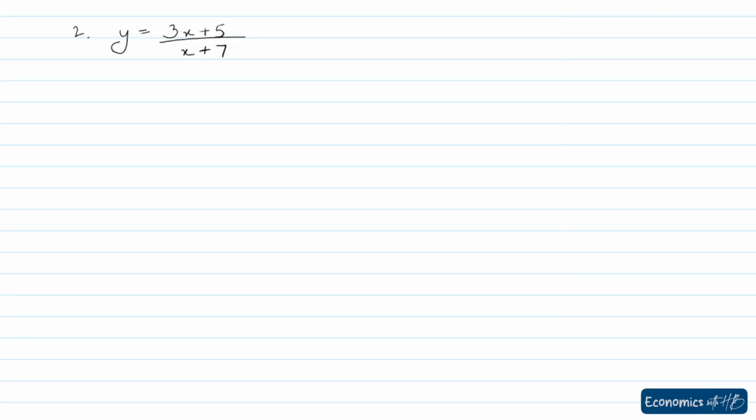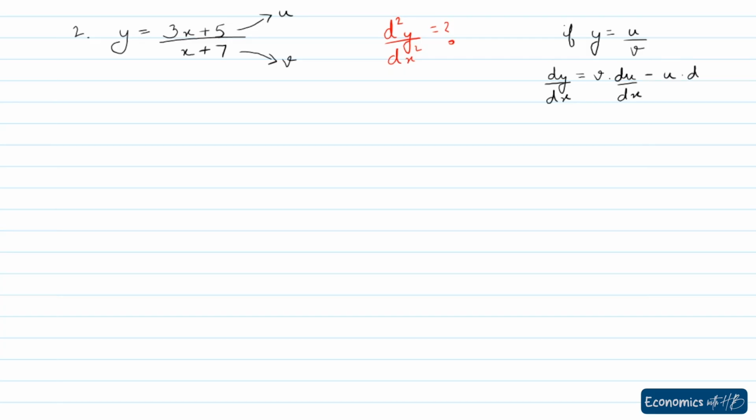y is equal to 3x plus 5 over x plus 7. And we need to find the second order derivative d2y by dx square. So if you see carefully, this function is of the order u by v. And if y is equal to u by v, we use the quotient rule for differentiating. So dy by dx will be equal to v into du by dx minus u into dv by dx, and all of this over v square.